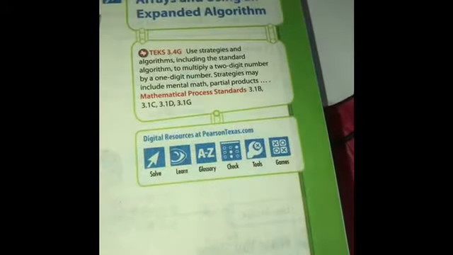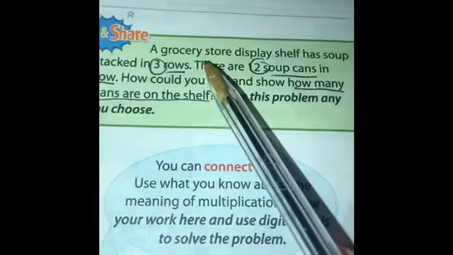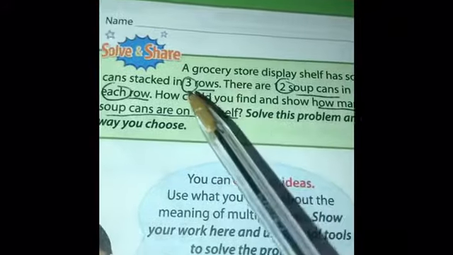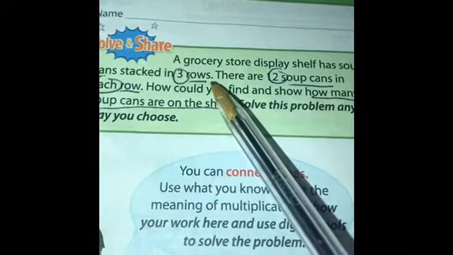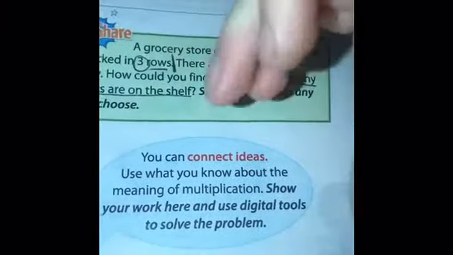Hi boys and girls, today we're going to be working on lesson 9.1 and we're going to start with a solve and share. A grocery store display shelf has 4 canned soups in 3 rows. I'm going to stop right there and I'm going to draw my 3 rows.